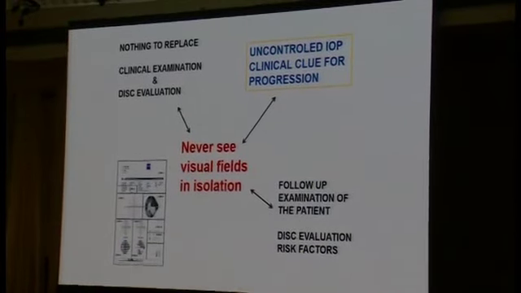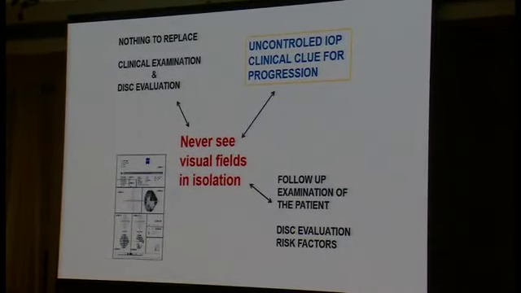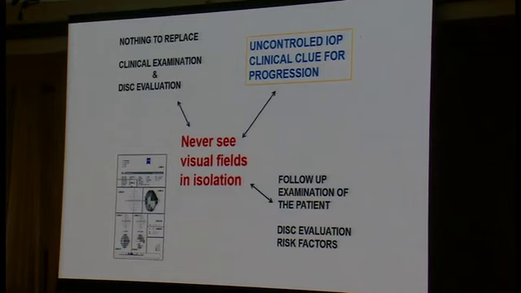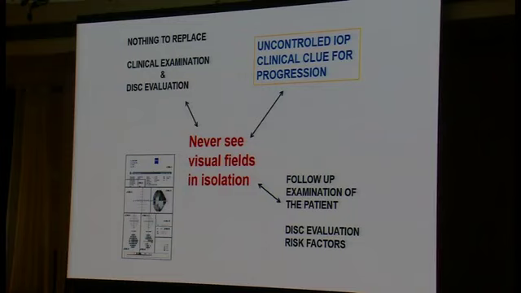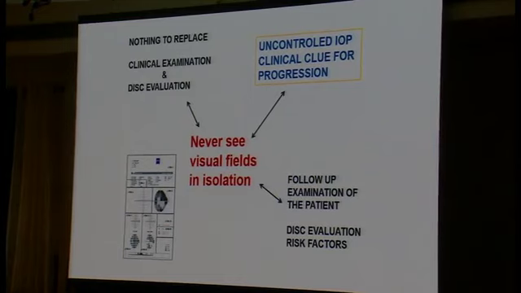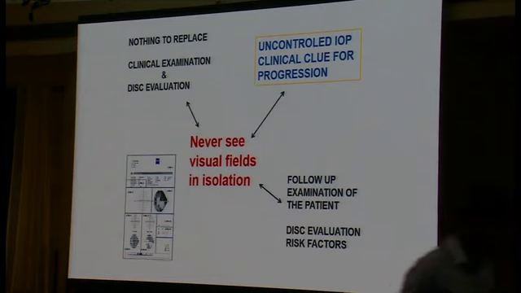A hemorrhage in the disc evaluation is a sign of progression. An uncontrolled IOP is a clinical clue for progression. And never see visual fields in isolation. They should always be correlated with the disc. And before that, you must master the single field analysis printout as Dr. Krishnan Das excellently narrated.